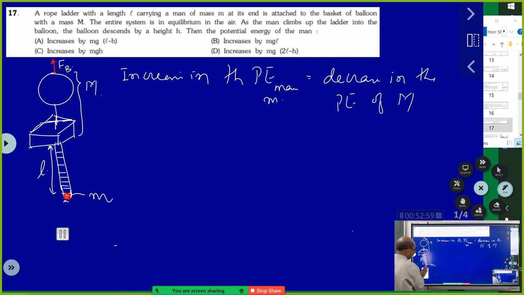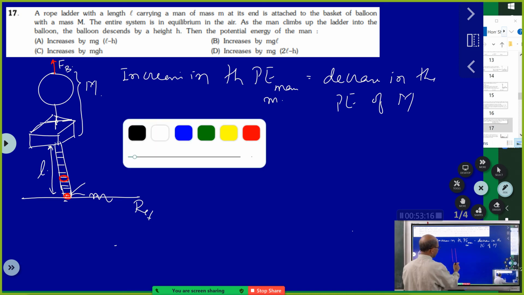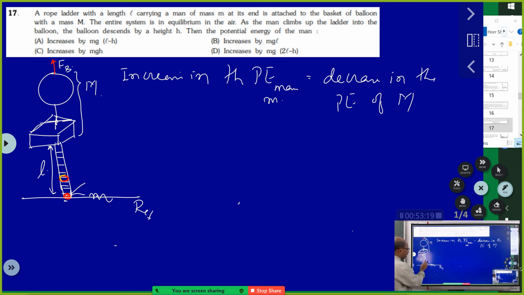So instead of taking this ground level here, you can even take this as a reference. Even this you can take as a reference. That means now if the man comes to this point, say some distance he climbs, delta y. Assume that he climbs by delta y, then this whole system has to come down by a proportional amount.